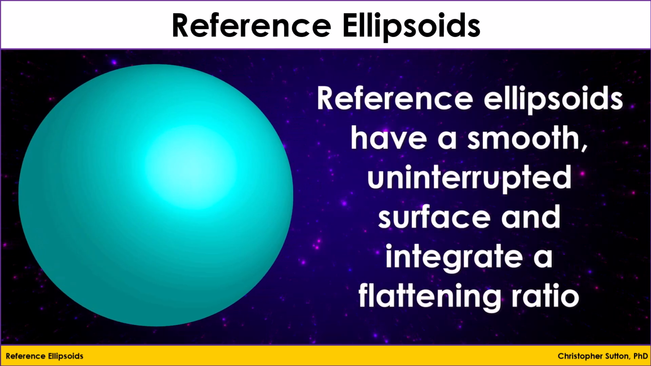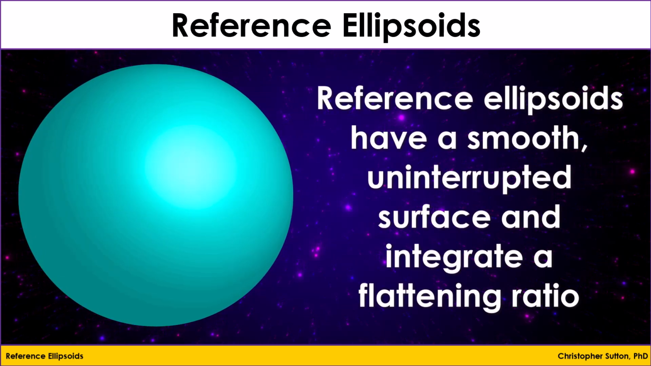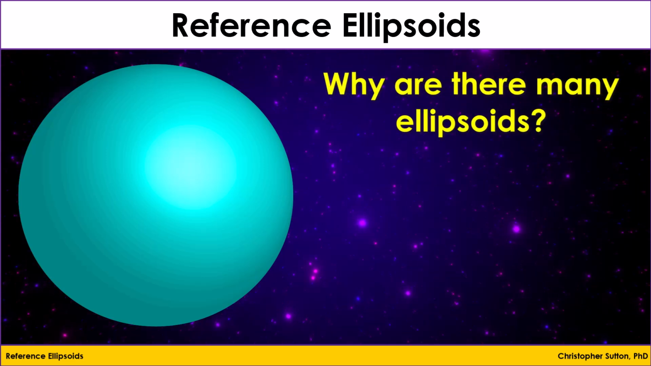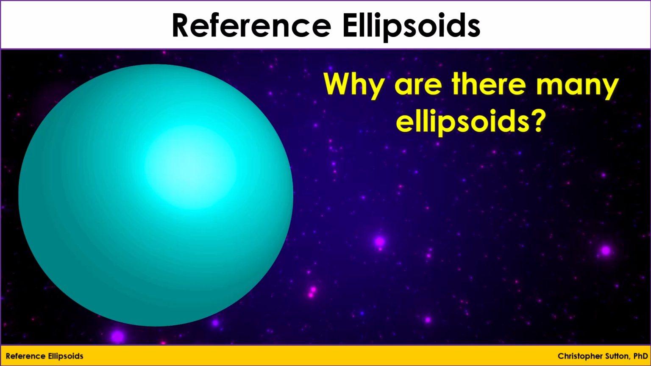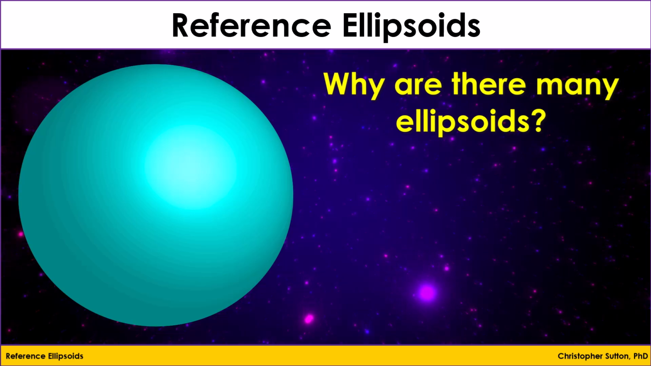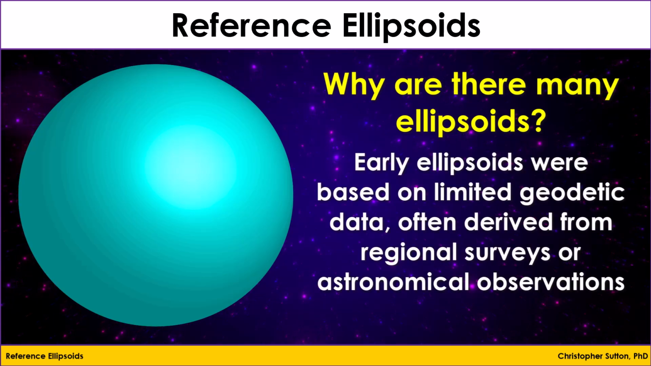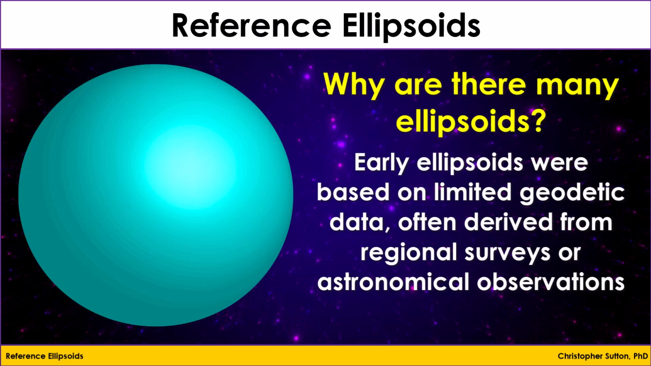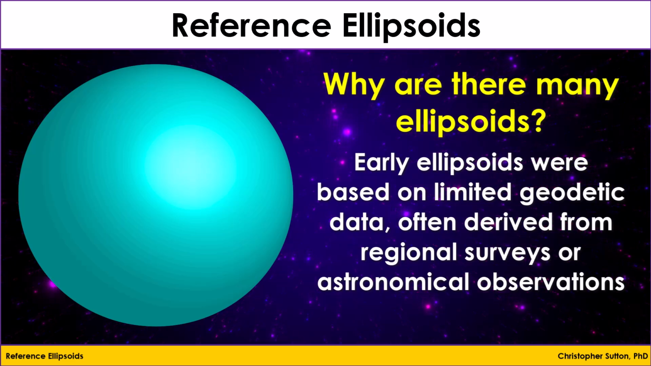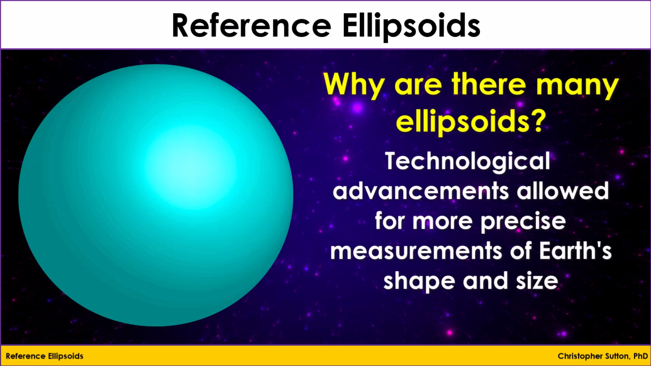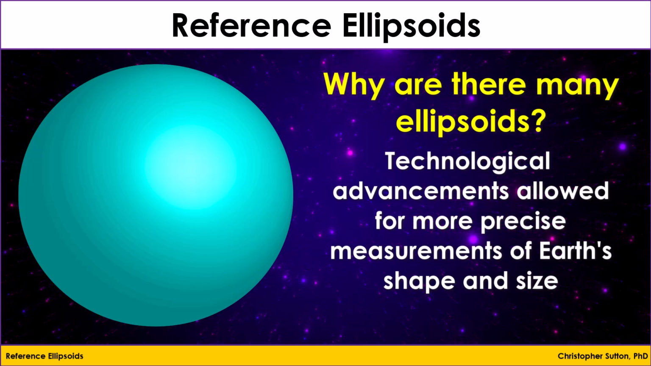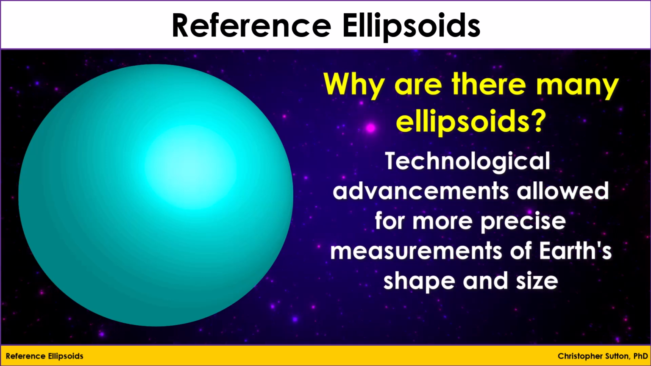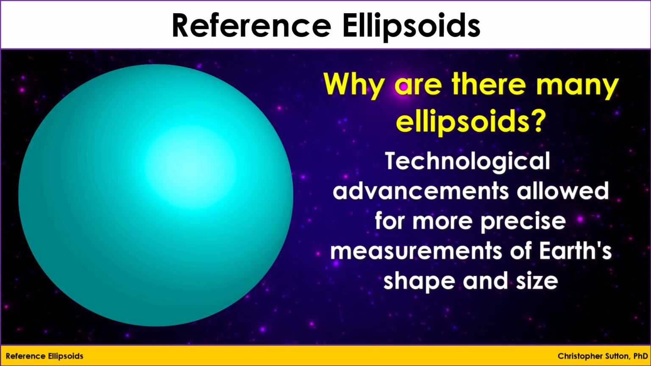Reference ellipsoids have a smooth, uninterrupted surface and integrate the flattening ratio. Many reference ellipsoids have been calculated since Newton. Why is this? Early ellipsoids were based on limited geodetic data, often derived from regional surveys or astronomical observations. As technologies advanced, more precise measurements of Earth's shape and size became possible. Newer ellipsoids were developed to incorporate these more accurate global measurements.